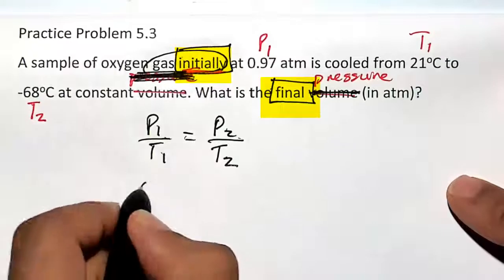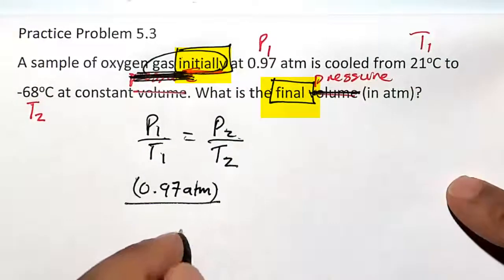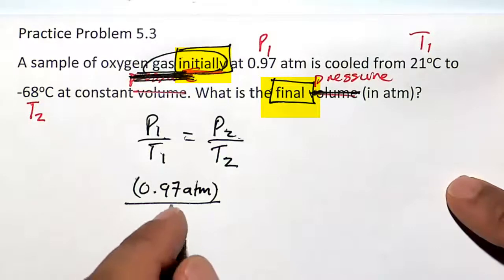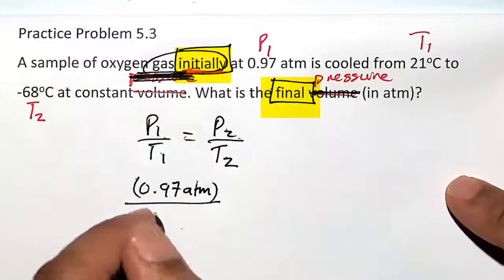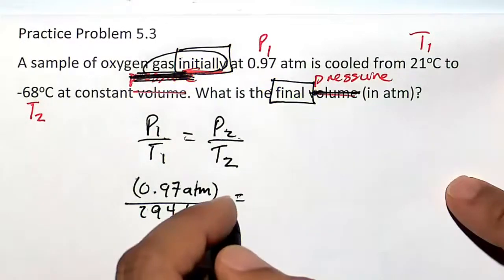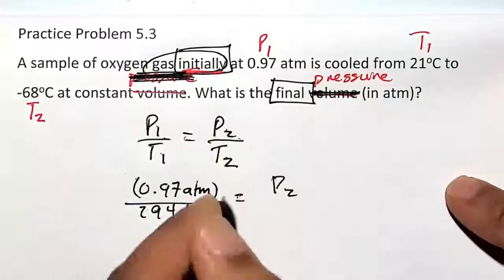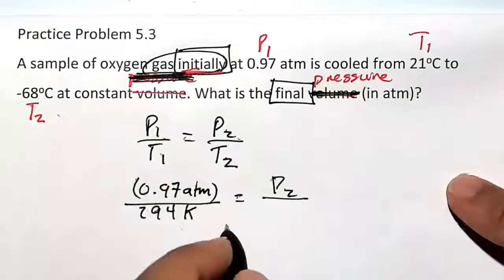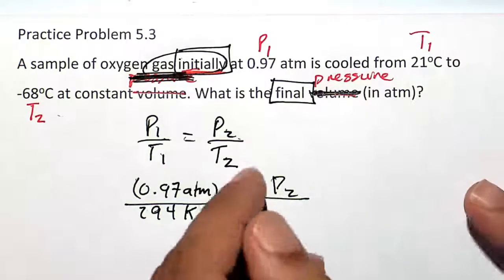We have our P1 at 0.97 atmospheres, T1 at 21 degrees C. We have to convert it to Kelvin, so that's going to be 294 Kelvin. P2 is what we're trying to solve for. What is the final pressure? And T2 is going to be minus 68 degrees C, but we have to convert that to Kelvin. So in doing so, we get a temperature of 205 Kelvin.